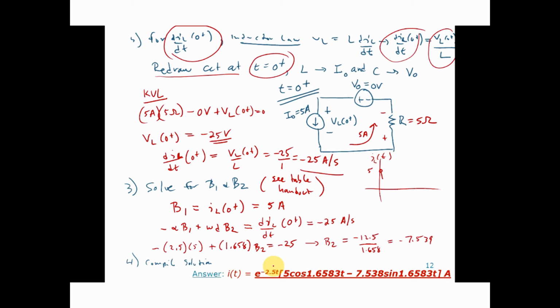Because if you look at your table, it says the solution is e to the minus alpha t, times b1 cosine omega d t plus b2, which is negative 7.539, times sine of omega d t. So you've got all those parts, and you just assemble them into the formula based on what the table says.